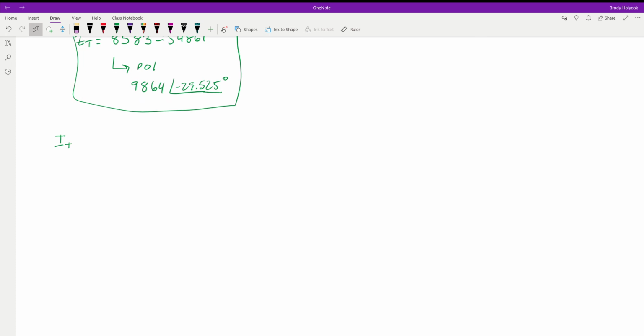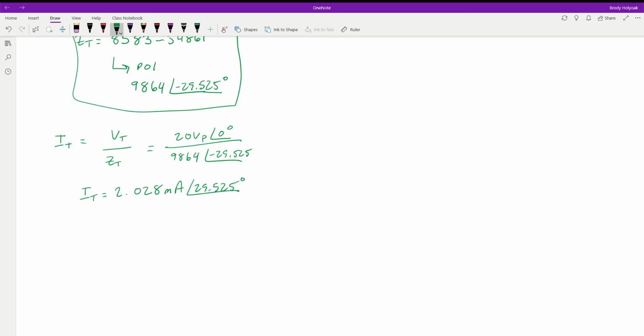So we come back down here. Our I total is going to be equal to the voltage total divided by the impedance total. We started out with 20 volts peak at an angle of 0, divided by this impedance, which is 9864 at negative 29.525. So run that through our calculator. I total comes out to be 2.028 milliamps with a phase angle of 29.525 degrees.